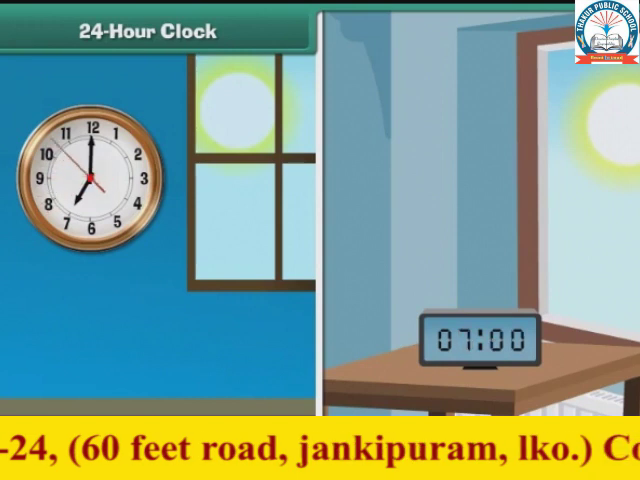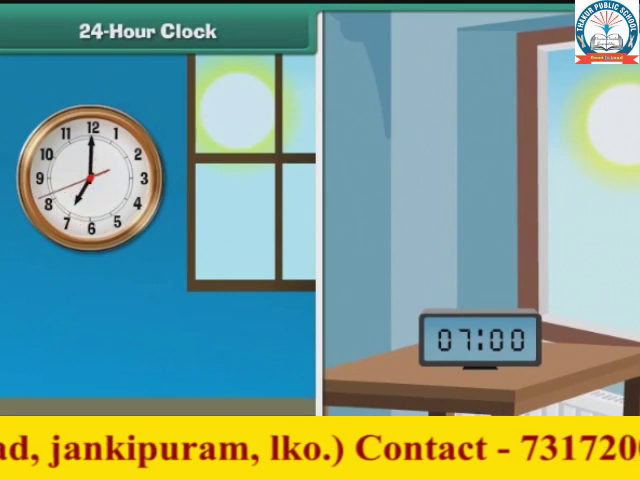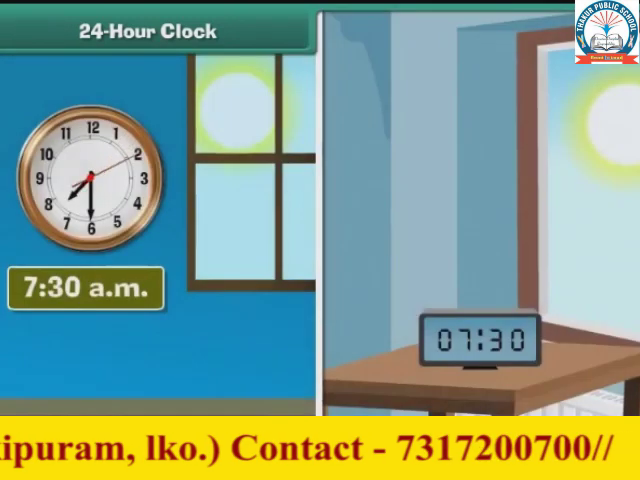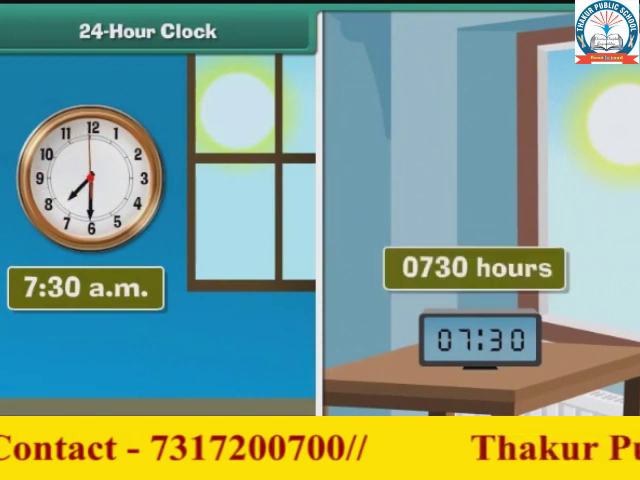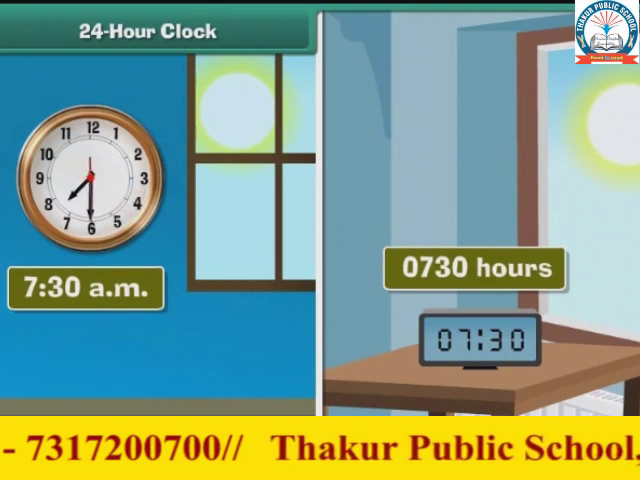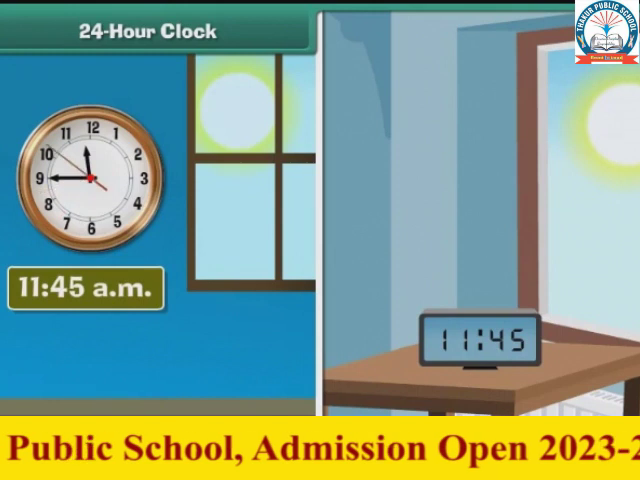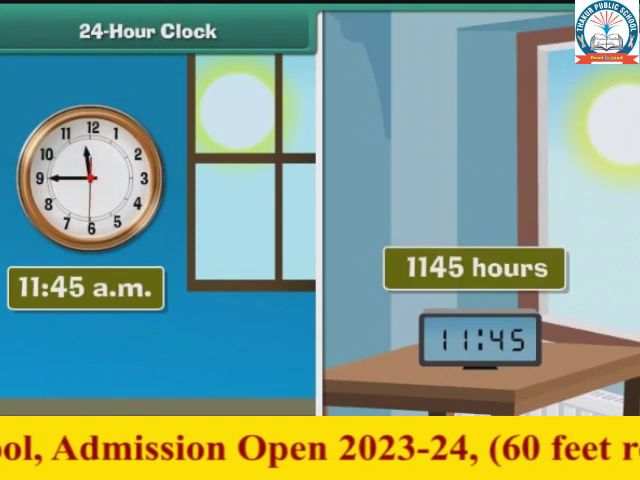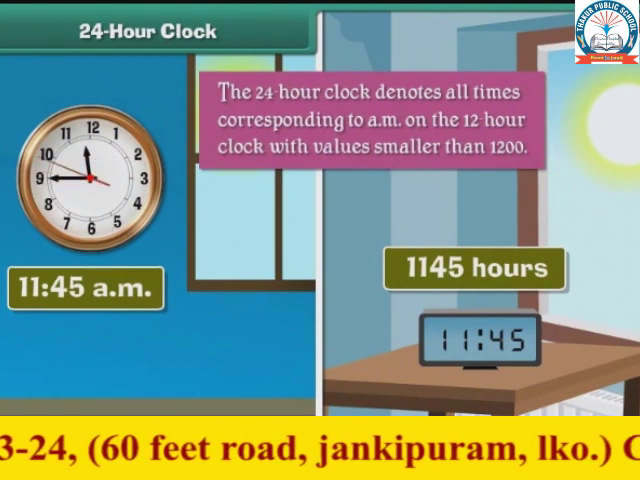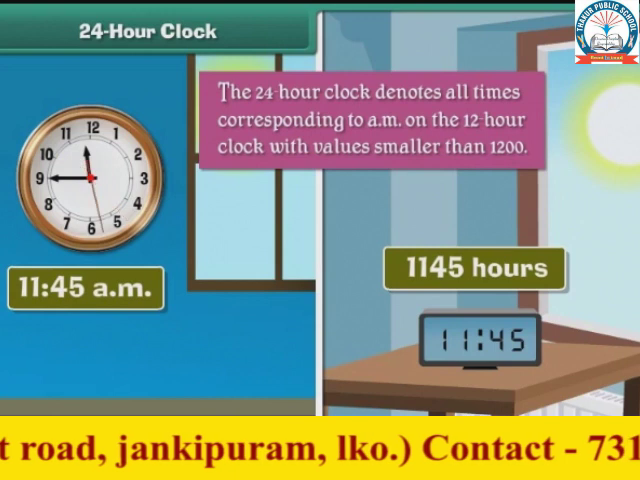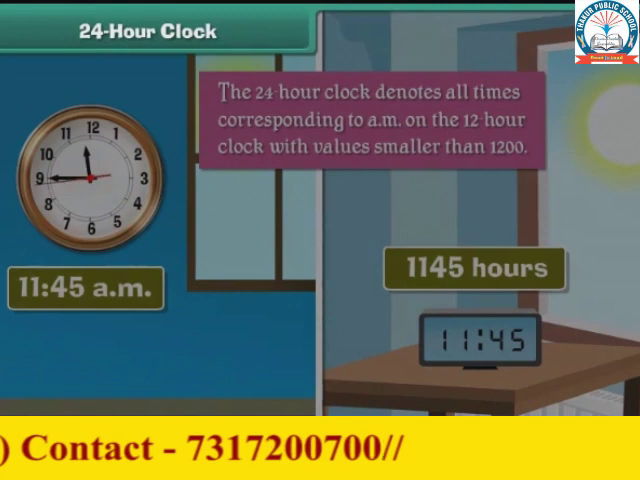Both the 12-hour and 24-hour clocks denote the first 12 hours of the day in an identical manner. 7:30 a.m. on the 12-hour clock is represented as 0730 hours on the 24-hour clock. Similarly, 11:45 a.m. is represented as 1145 hours. The 24-hour clock denotes all times corresponding to AM on the 12-hour clock with values smaller than 1200.